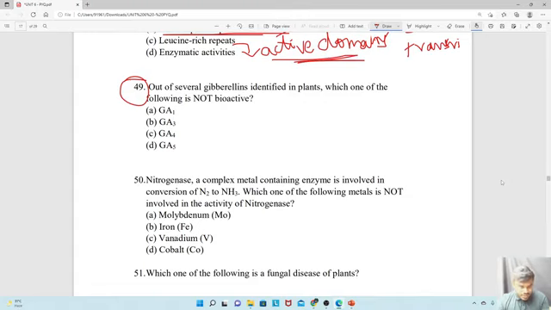They are asking which one is not bioactive, friends. Which one is not bioactive? We discussed many kinds of gibberellic acids are always in the inactive form. Otherwise, they are acting as precursors for the active forms.